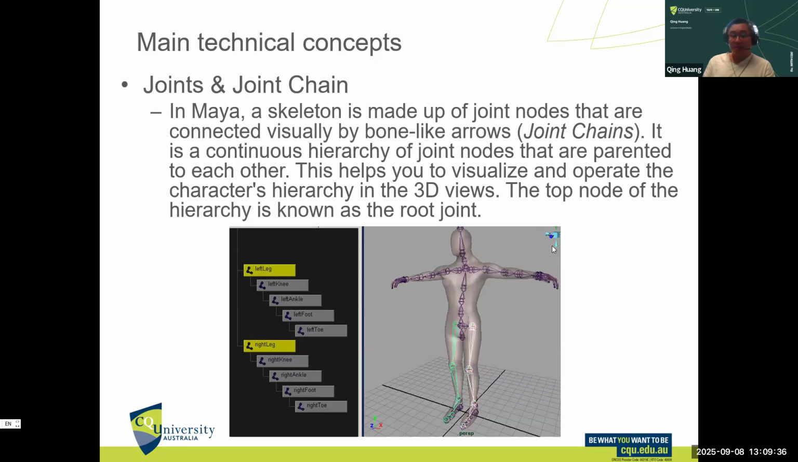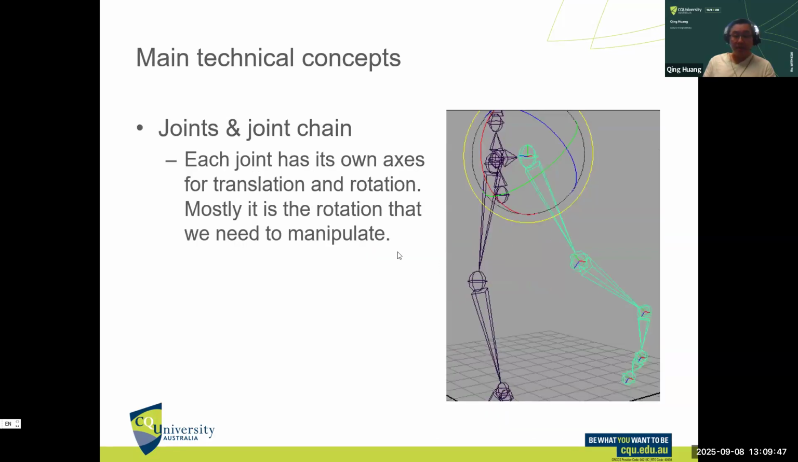This helps you to visualize and operate the character's hierarchy in 3D views. The top node of the hierarchy is known as the root joint. All right, so each joint has its own axis for translation and rotation. Mostly it is the rotation that we need to manipulate. So it is represented by this ball here. Like that's a hip joint. When it's rotating, any nodes downward, including the leg and the foot and toe, are all rotated. So it's the rotation. That's why the ball represents it.